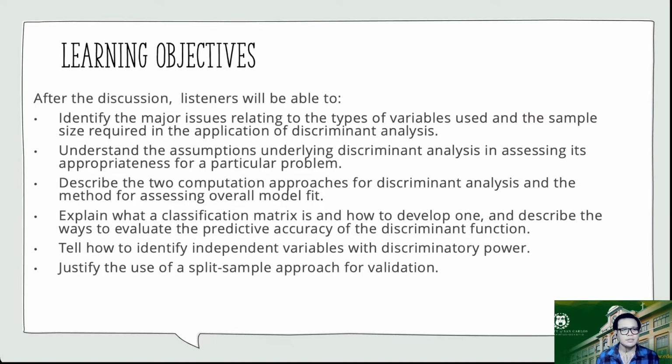For the learning objectives, after the discussion, listeners will be able to, number one, identify the major issues relating to the types of variables used and the sample size required in the application of discriminant analysis, understand the assumptions underlying discriminant analysis in assessing its appropriateness for a particular problem, describe the two computation approaches for discriminant analysis and the methods for assessing overall model fit, explain what a classification matrix is and how to develop one, and describe the ways to evaluate the predictive accuracy of the discriminant function and tell how to identify independent variables with discriminatory power, justify the use of split sample approach for validation.